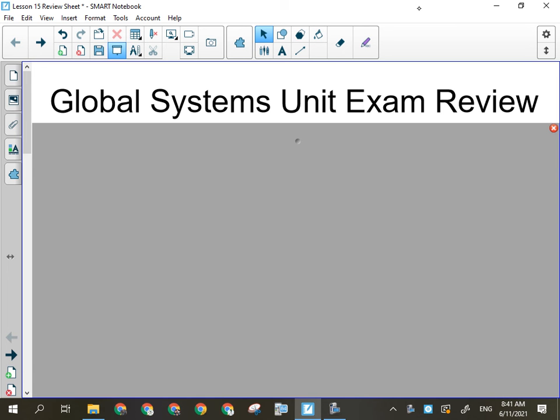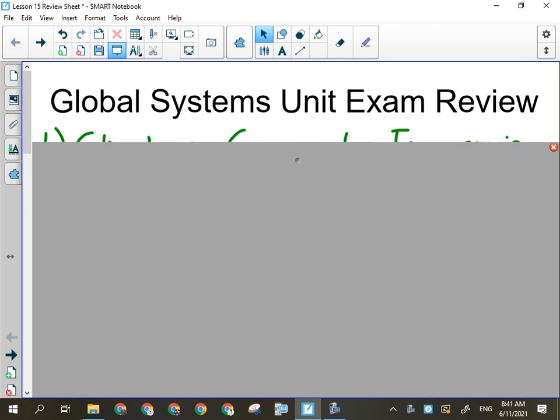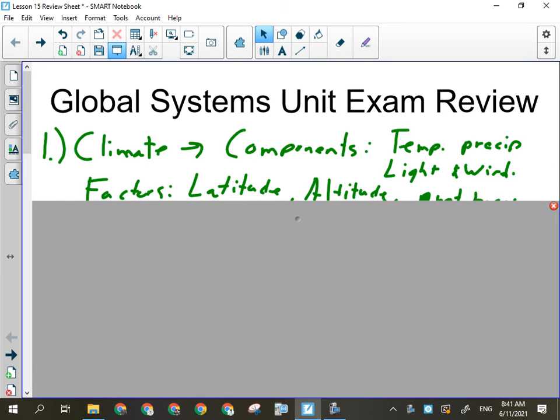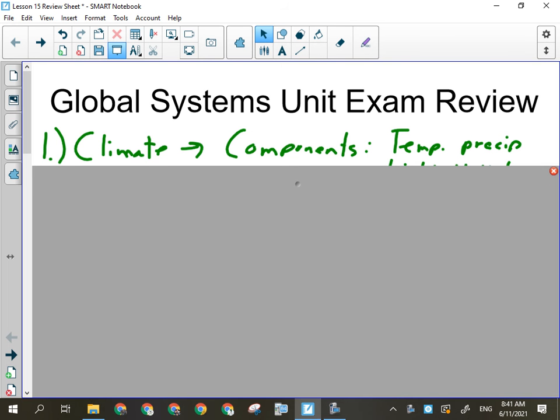All right, so first thing we went over in this unit was climate, okay? And the things that you have to remember about climate are, first off, the 4 components of climate, okay? Those 4 components are temperature, precipitation, light, and wind, okay? The reason you need to know those 4 things is because you will need to describe them as you think they exist for a given location.